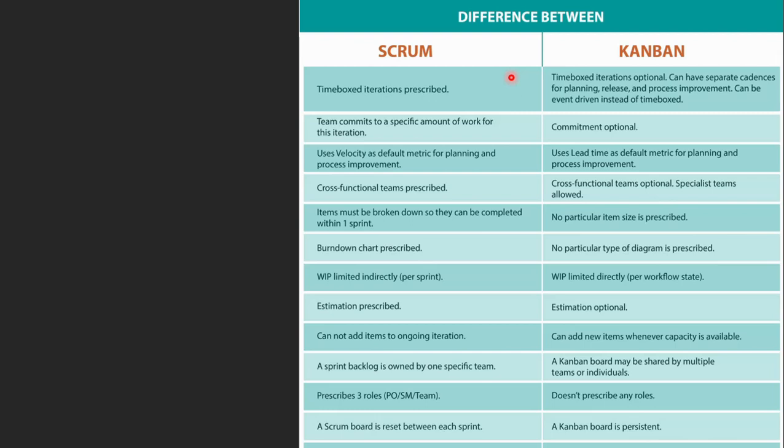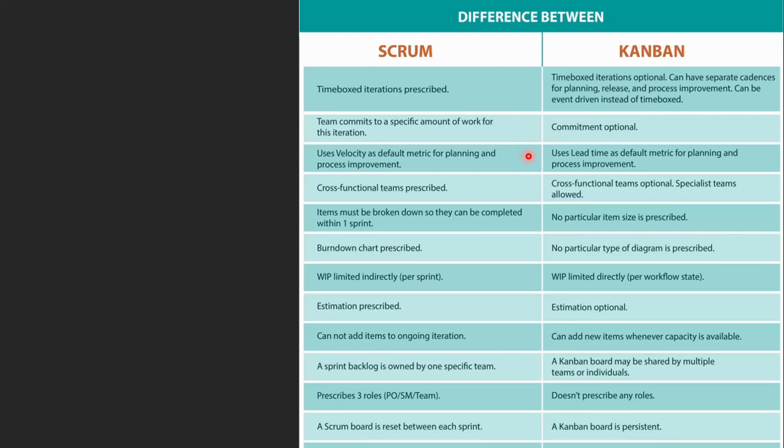So the team commits to a specific amount of work for this iteration, for the sprint. Your team is committed to this amount of 10 activities that they are going to do. These are all frameworks, so commitment is optional in Kanban, and basically they say there is no commitment. So one by one by one, it's like a machine. You keep on doing it.